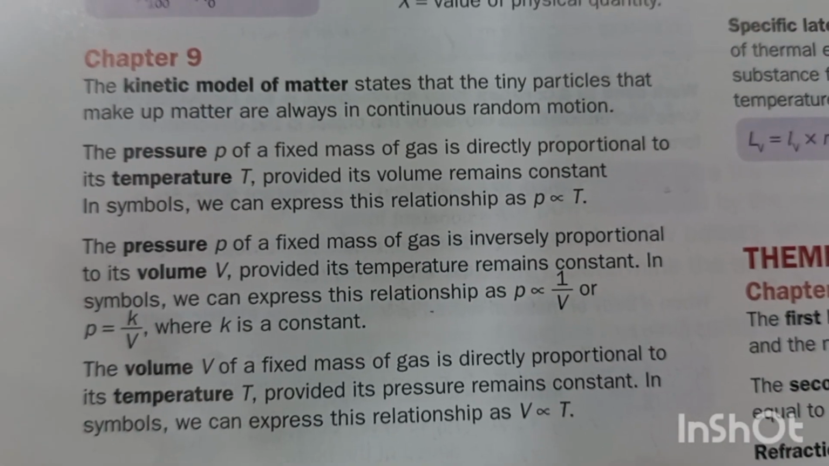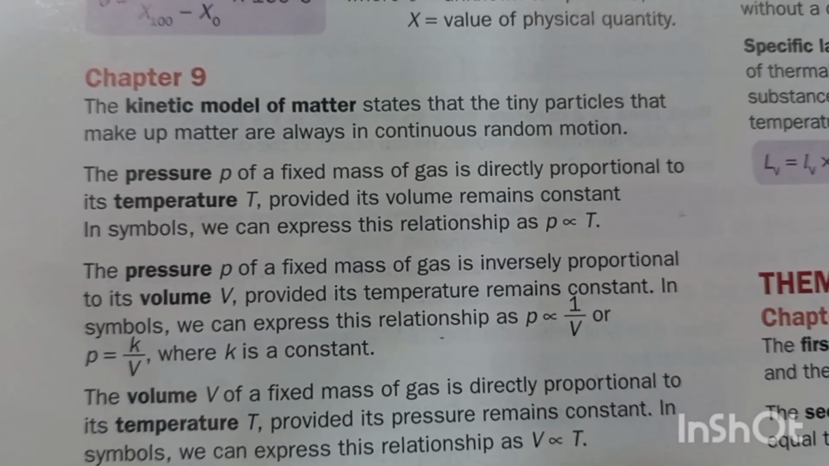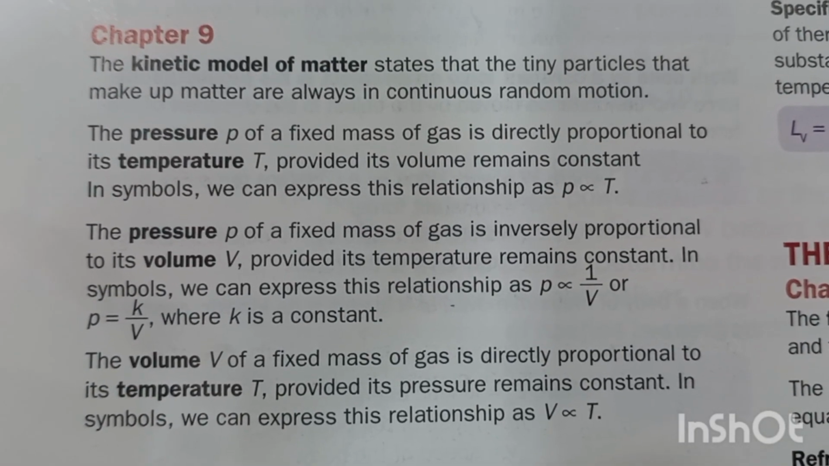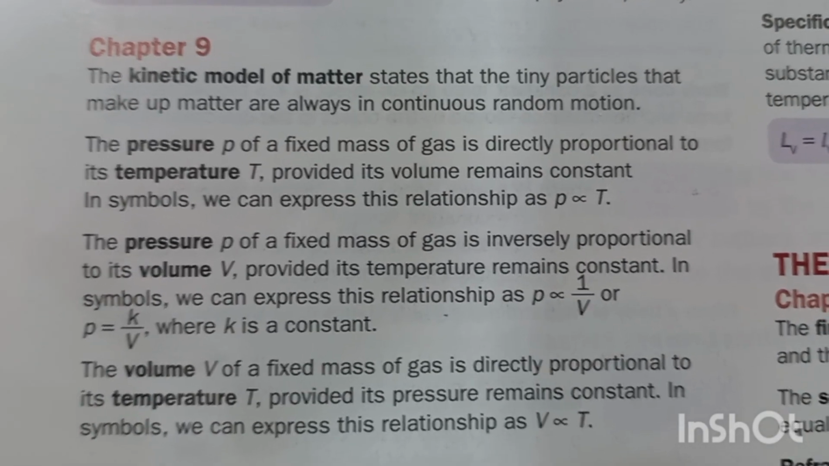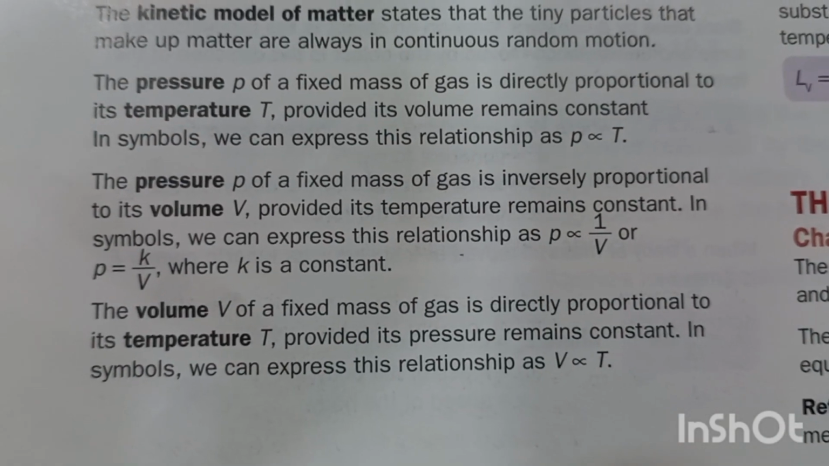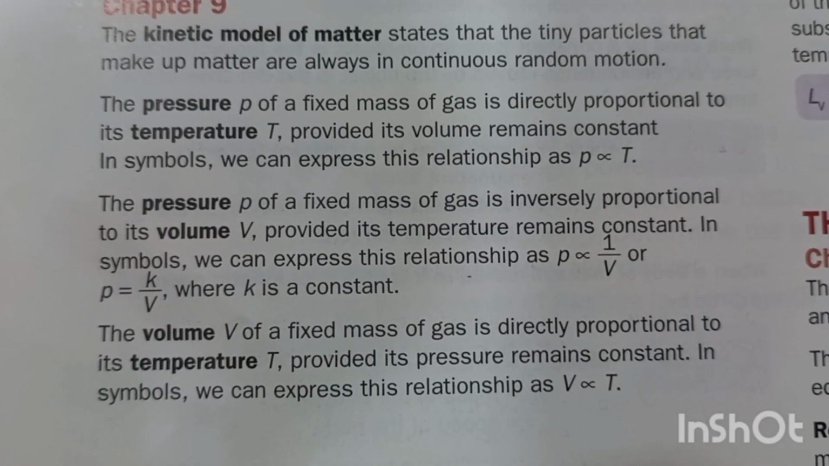The pressure P of a fixed mass of gas is inversely proportional to its volume V, provided its temperature remains constant. In symbols, P ∝ 1/V, or P = k/V, where k is a constant.